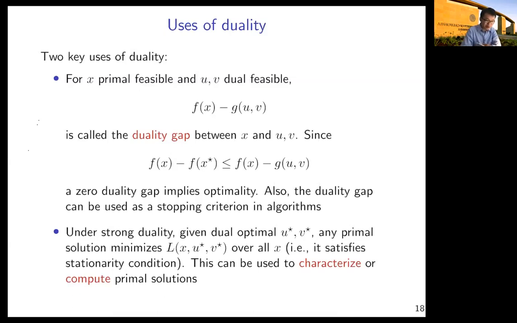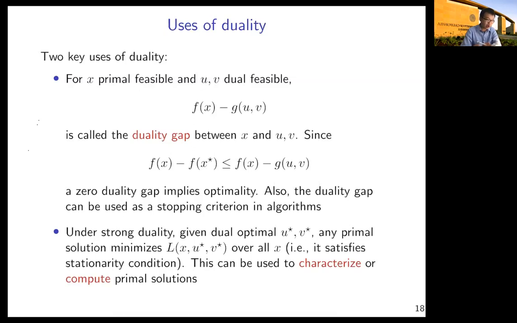So let's come back to duality. We talked about two different uses of duality in the previous lecture. First of all, duality is very useful for determining a stopping condition when we are using iterative methods such as gradient descent or stochastic gradient descent, to determine how close we are to the optimal solution.